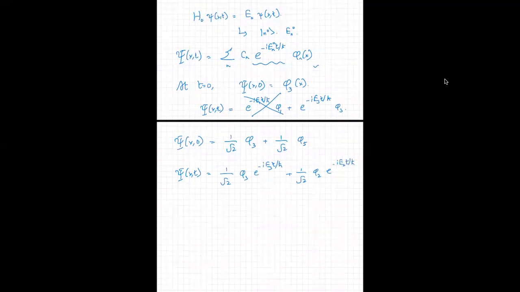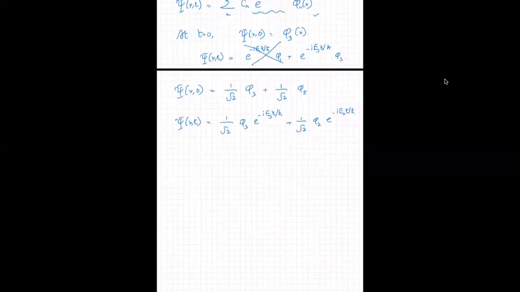This is the answer. In fact, you guys have solved many problems like this, right? But I cannot, for example, write plus something phi 8 e to the minus i E8 t over h bar. Such a term can never appear because the evolution of stationary states doesn't cause any mixing between stationary states. If I start out in a particular stationary state, I remain in that particular stationary state, right? Unless I disturb the system by making some kind of a measurement, there is no way, if left to itself under the action of a Hamiltonian, one stationary state can become another stationary state. That is not possible. This is what I mean by that statement.